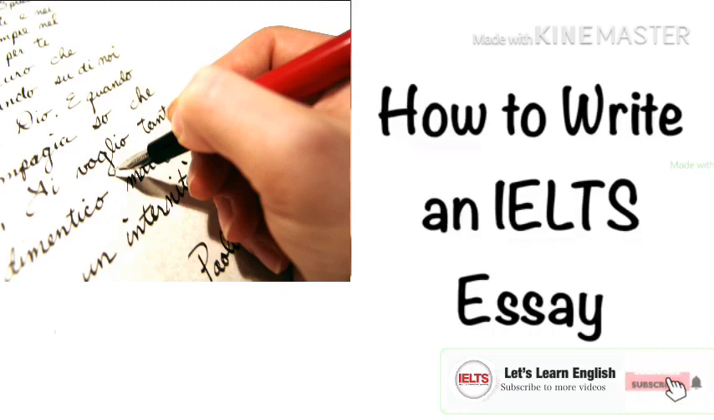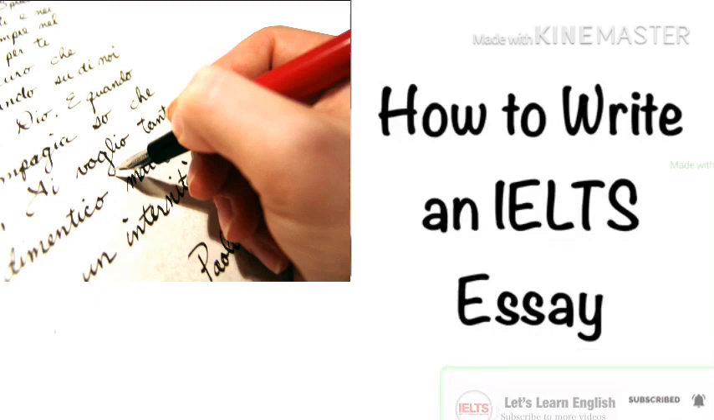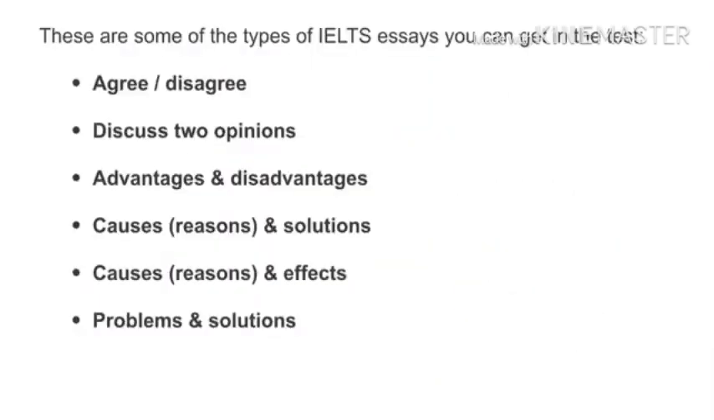In this lesson we're going to look at how to write an IELTS essay. Now there are some types of IELTS essay that you get commonly in the test. For example, agree, disagree, advantages and disadvantages, causes and effects. What we're going to do to show you how to write an IELTS essay is to look at agree, disagree type questions. So although the different question types will vary slightly in the way you answer it, they all follow a similar type of format.